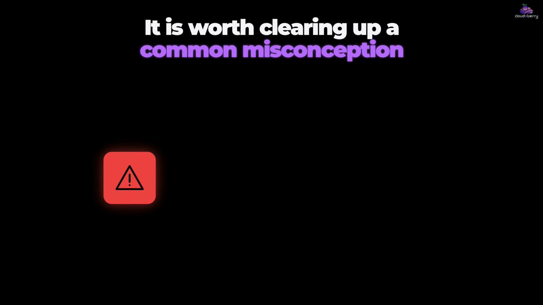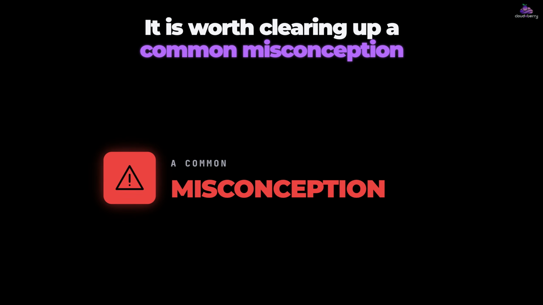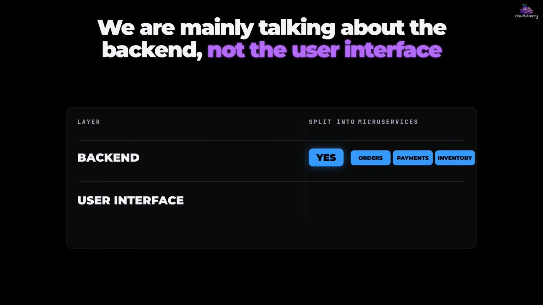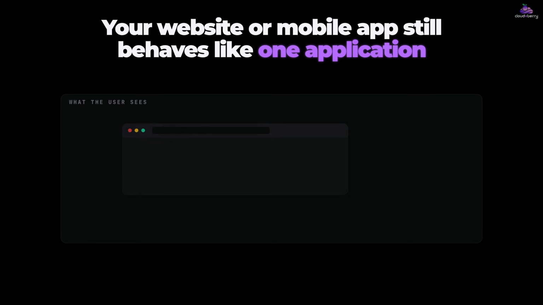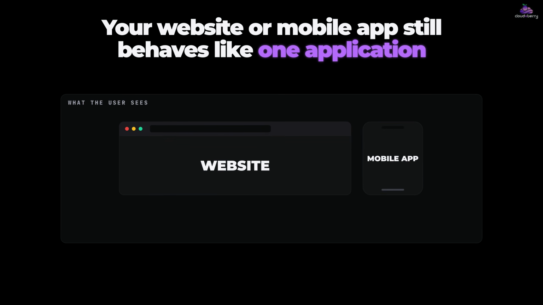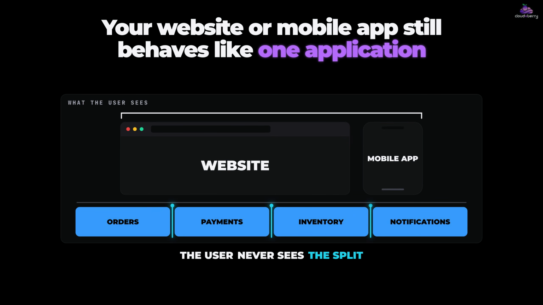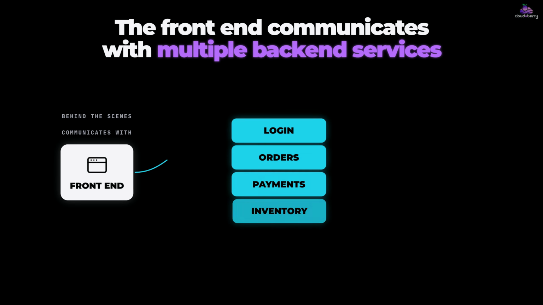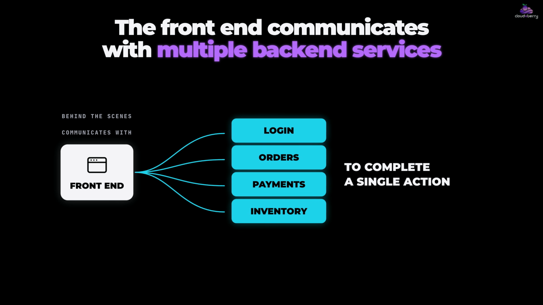It is also important to clear up a common misconception. When we say an application is split into microservices, we are mainly talking about the backend, not the user interface. Your website or mobile app can still look and behave like one application. The user never sees the split. Behind the scenes, however, the front end communicates with multiple back-end services to complete a single action.